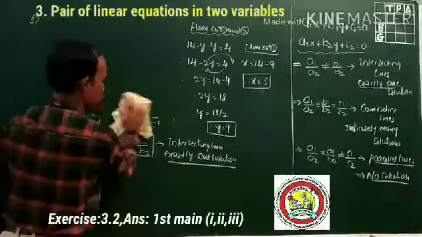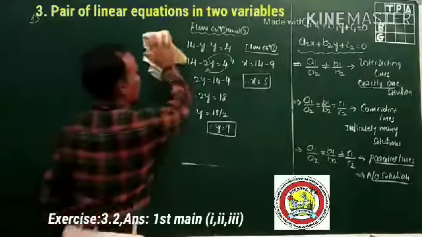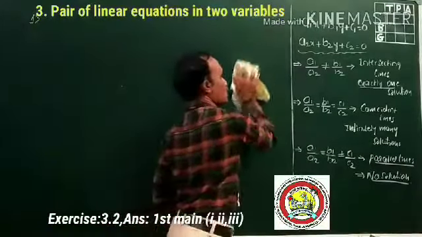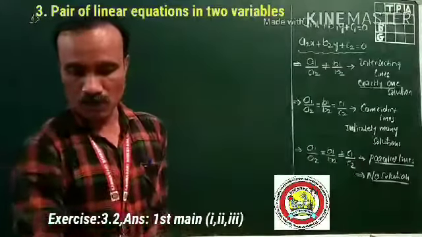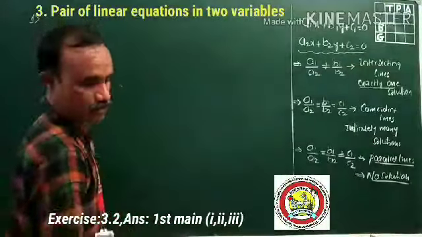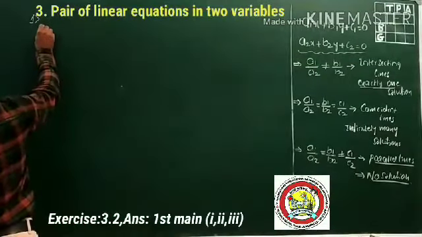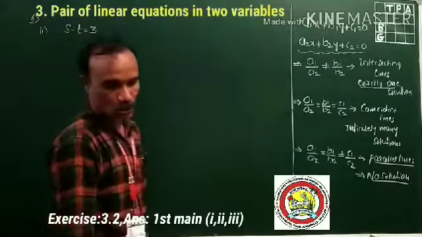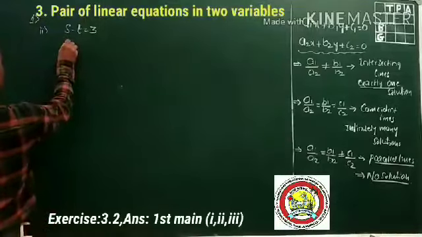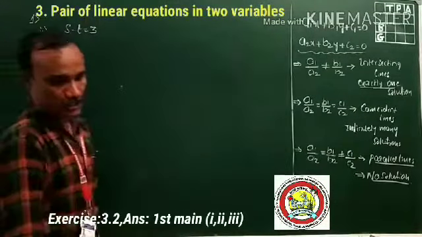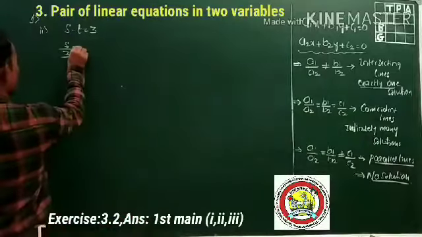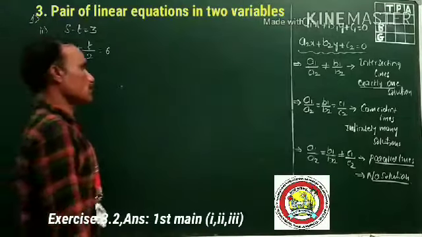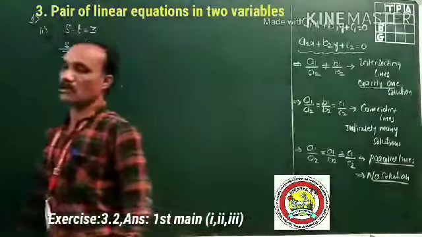Same question, sub question 2. Before going to find the solution, first you have to check whether it has a unique solution, infinitely many solutions, or no solution. The first equation is s minus t is equal to 3, and s divided by 3 plus t divided by 2 is equal to 6. So instead of x and y, here the variables are s and t.